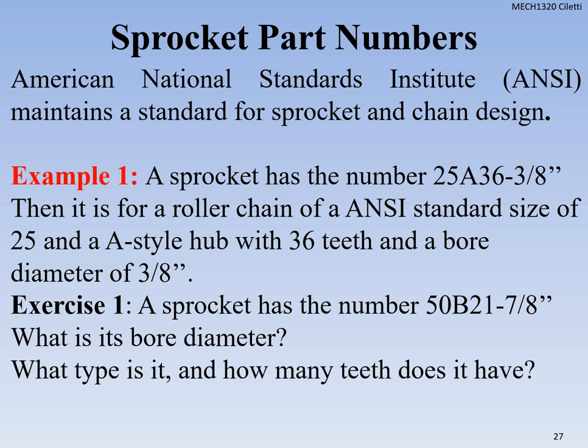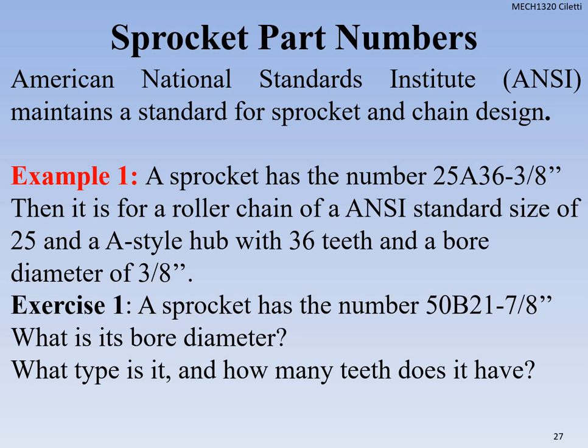But we're going to talk about the ANSI standards here. Remember, ANSI is the American National Standards Institute. They maintain a standard for sprocket and chain design. Let's take a look at example 1. We have a sprocket that has the number 25A36-3/8. It is for a roller chain of ANSI standard size 25. It's an A style hub with 36 teeth and a bore diameter of 3/8. You can see how all those numbers correlate. The A style hub means there is no hub on either side. It's just a plate with 36 teeth, and the bore diameter is 3/8 for the shaft.